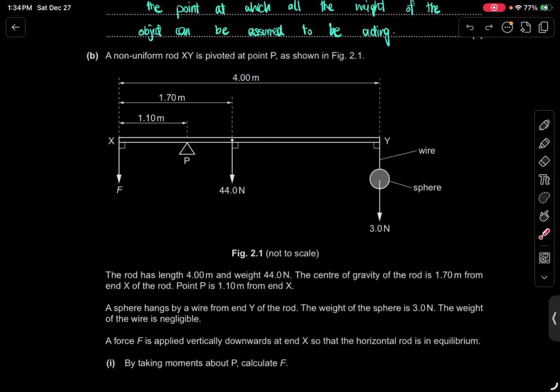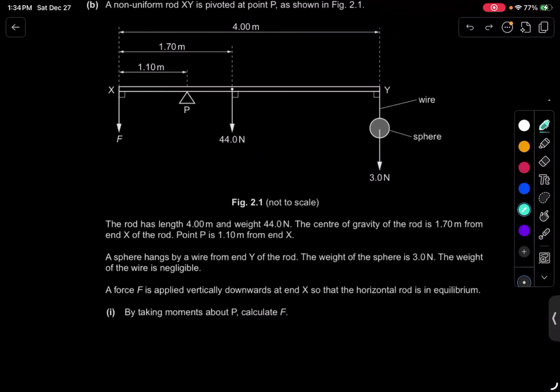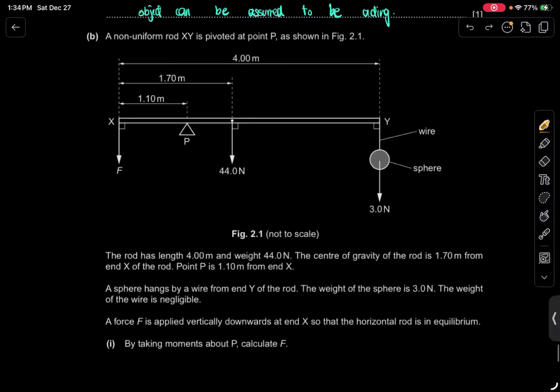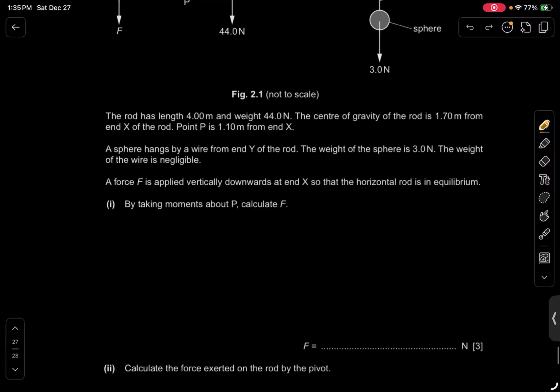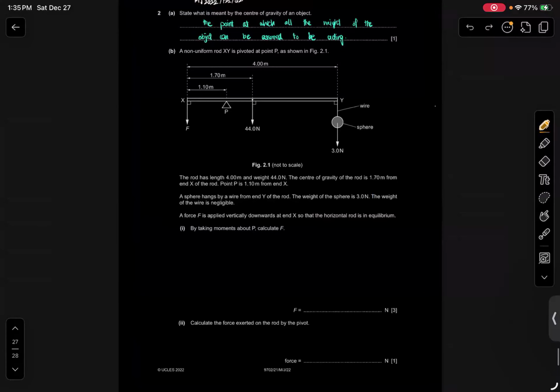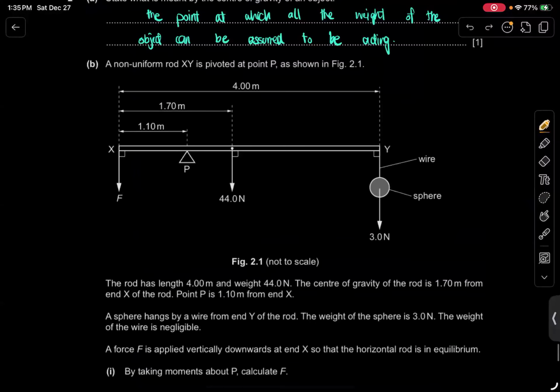Force F is applied vertically downwards at end X so that the horizontal rod is in equilibrium. Where is the horizontal rod? Okay, this is the rod. By taking moments about point P, calculate F. In moments, always try to understand what the expression is first. So, try to visualize it. This is the rod.